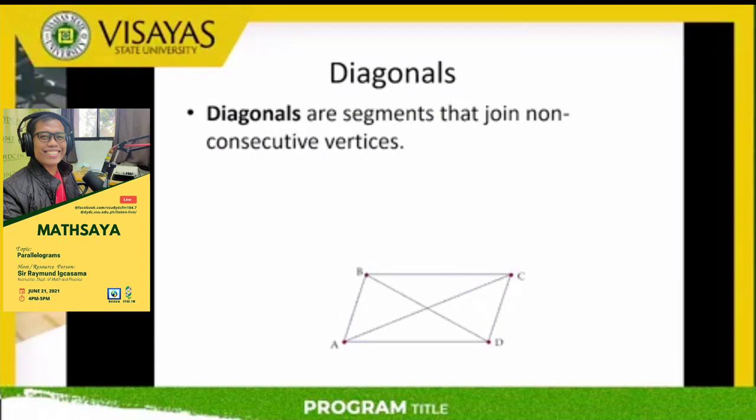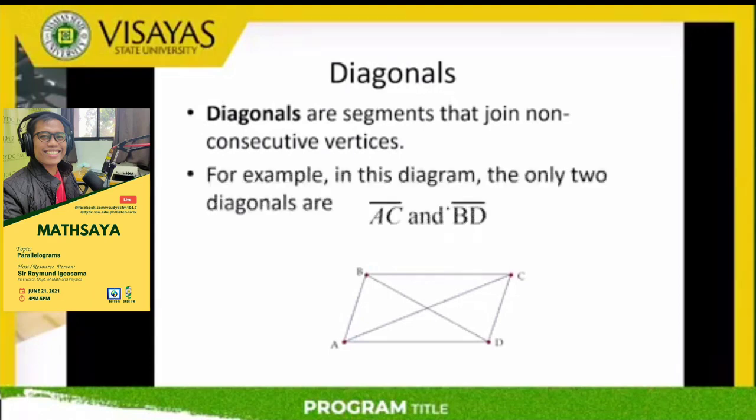So let's say, for example, you have the parallelogram ABCD. If you draw a line from vertex B to vertex D, you can see in the figure that this is diagonal BD and diagonal AC. So what is the property when we talk about diagonals? Diagonals are segments that join non-consecutive vertices. So for example, in this diagram, the only two diagonals are segment AC and segment BD. Diagonals are segments that join the non-consecutive vertices.